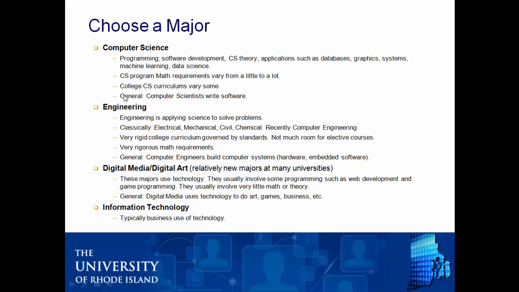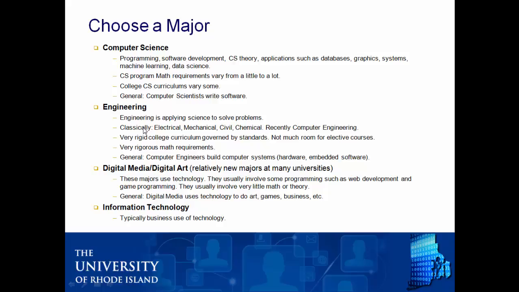So in general, computer science majors, the students learn how to write software. Now another option is to go into an engineering program. And in general, engineering students learn more about the computer systems, how to build hardware. So again, computer science is more about learning software. Computer engineering is more about learning how the hardware works. Although computer engineers do learn to program, and computer scientists do learn about computer systems.